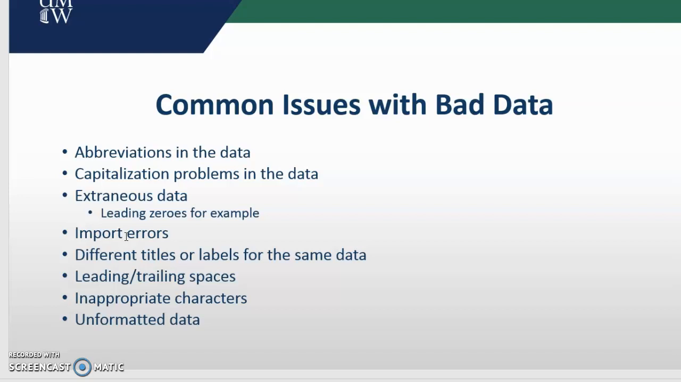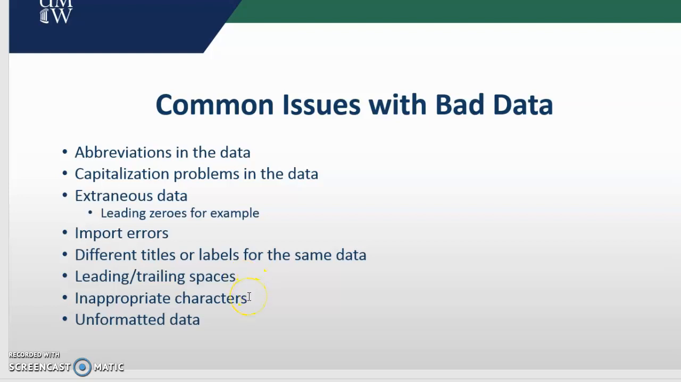You can have different titles or labels for the same data. Some people might call it cust num. Some people might call it customer number, or account num, or account number. And so you're pulling in from a couple different systems, and you've got two different labels, and now you've got to just kind of concatenate that and make it into one big file. Okay, so there could be leading and trailing spaces. There could be spaces in some of the data that you don't want, and there could be trailing spaces in the data that you don't want.